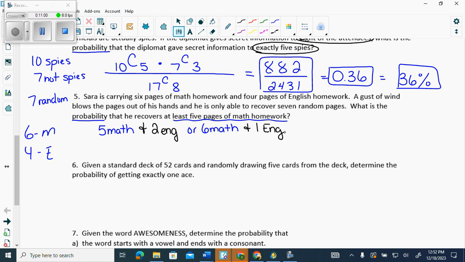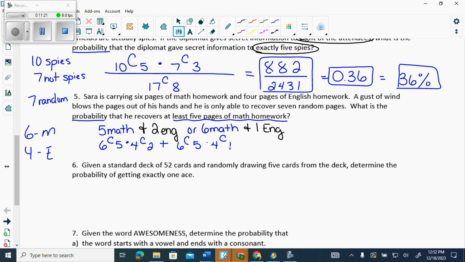And the word or. So I have 6C5 times 4C2, because that's an and. Or is a plus sign. Then I have 6C5 times 4C1. That would be if I just asked you for at least 5 math pages in terms and comps, right?